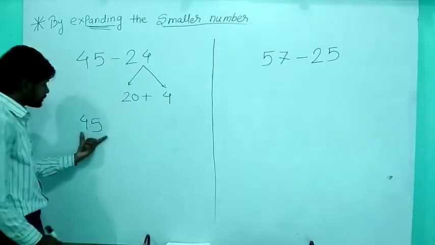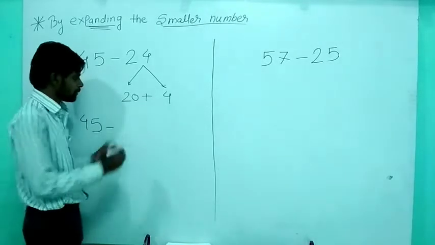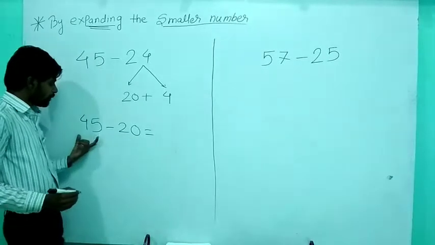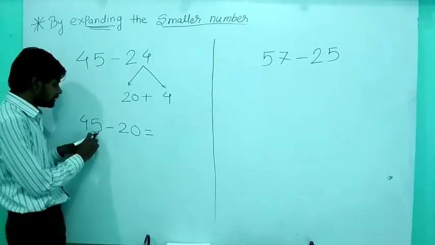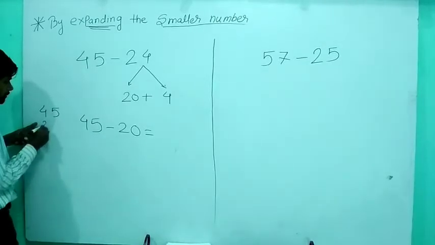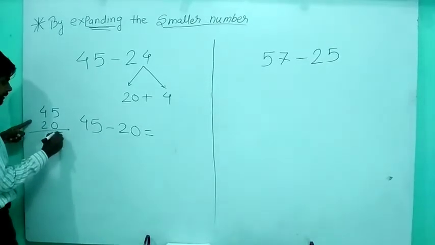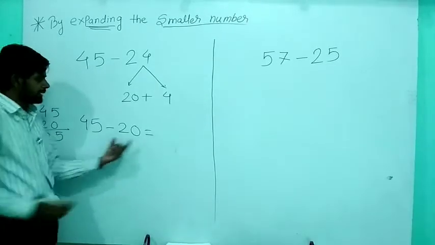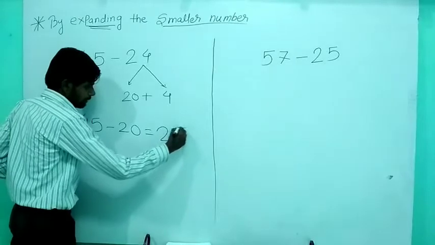Okay. So this is 45. We have to subtract first of all 20. So it is very easy to subtract 20 from 45. What will be the answer? Look here. If you have a problem in subtraction, so column में लिख लो पहले. Here will be 5. Here will be 2. Okay. So 45 minus 20 is 25.